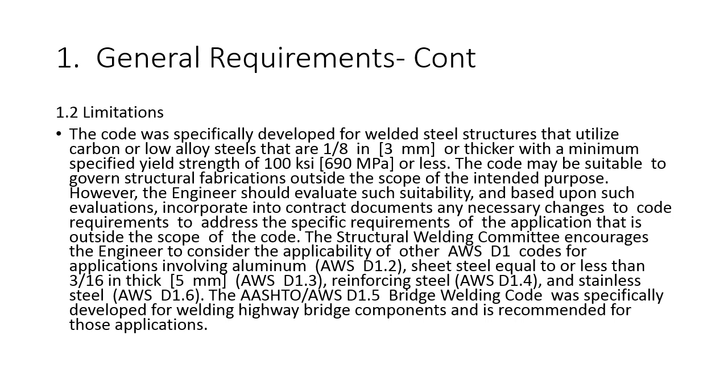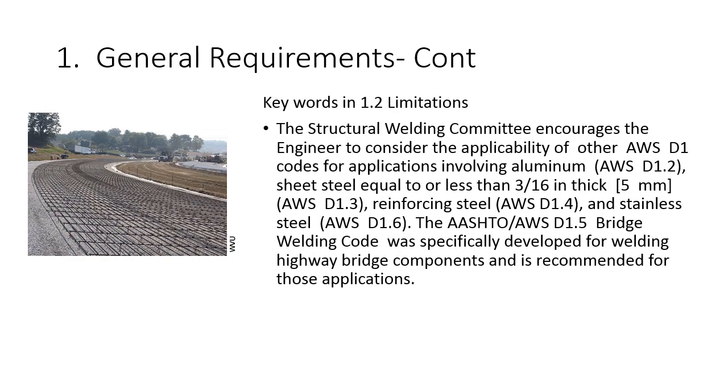So that's why you do need to understand the scope and the limitations of the code that you are working to. And right here, it tells you the limitations. It tells you what this code is for and what this code is not for. Limitations. I'm going to rehash this again. Structural Welding Committee encourages the engineer to consider the applicability of other D1.1 codes. Basically, aluminum, use another code. Sheet metal, sheet steel, stainless steel, reinforcing bar, or bridges. You got to use other codes.